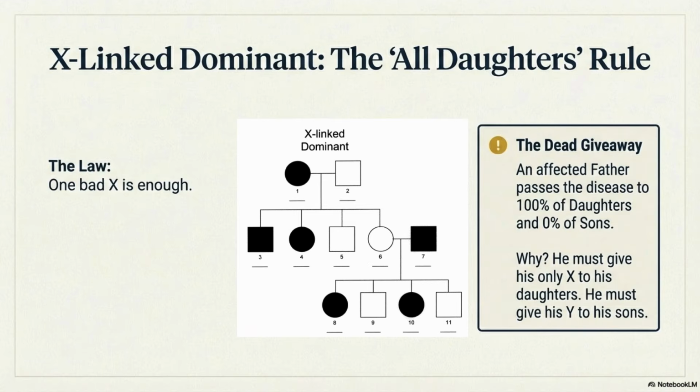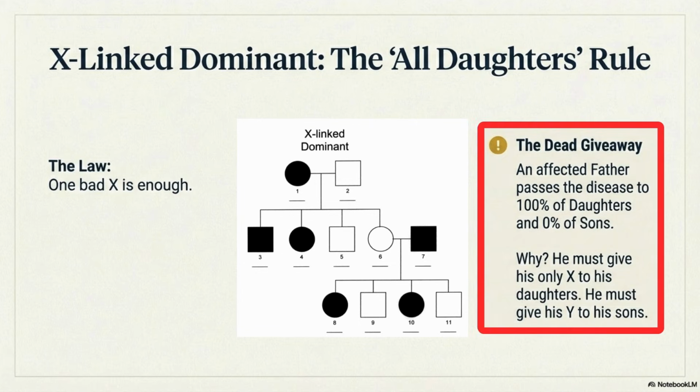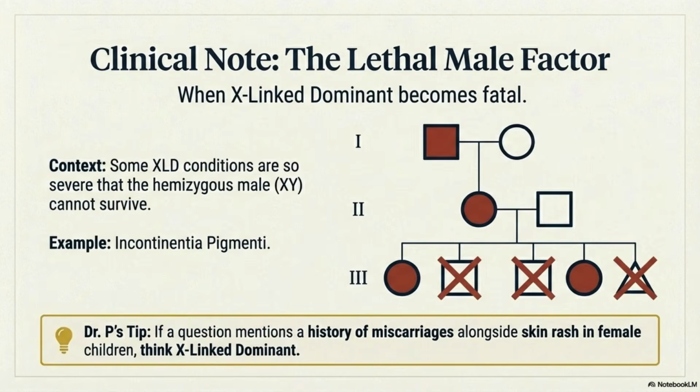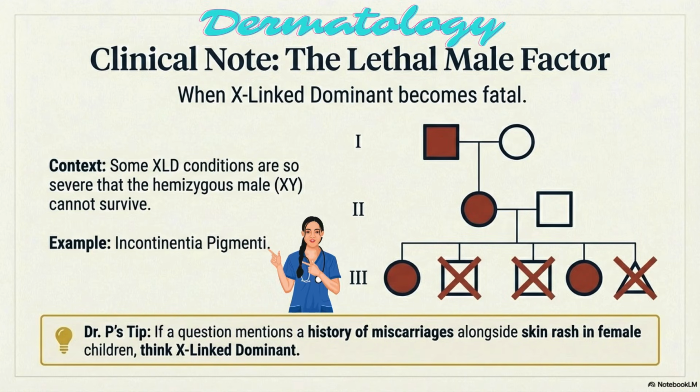X-linked dominant, the all daughters rule. One bad X is enough for anyone. X-linked dominant does not skip generations. It looks like autosomal dominant, but with one key difference. The dead giveaway is an affected father will pass the disease to all of his daughters and none of his sons. Let's integrate this vertically with dermatology. Incontinentia pigmenti is a classic example. It's often lethal in males. They die in utero, so you only see affected females.